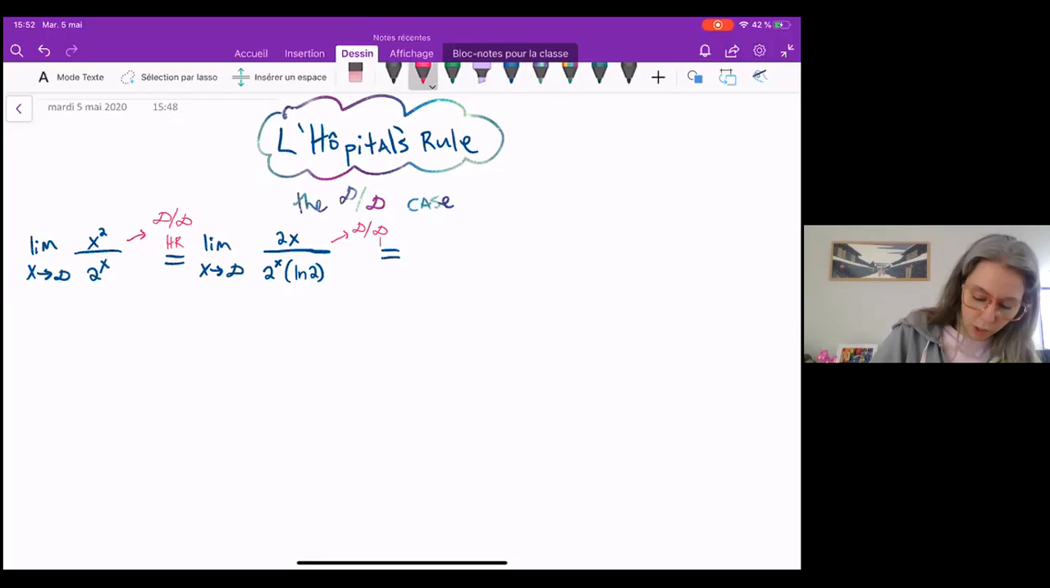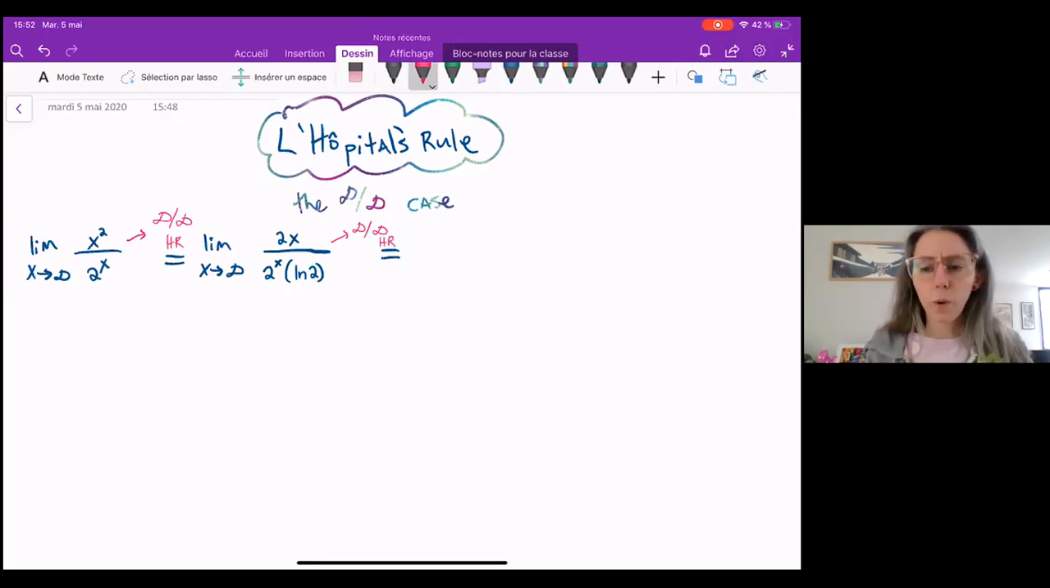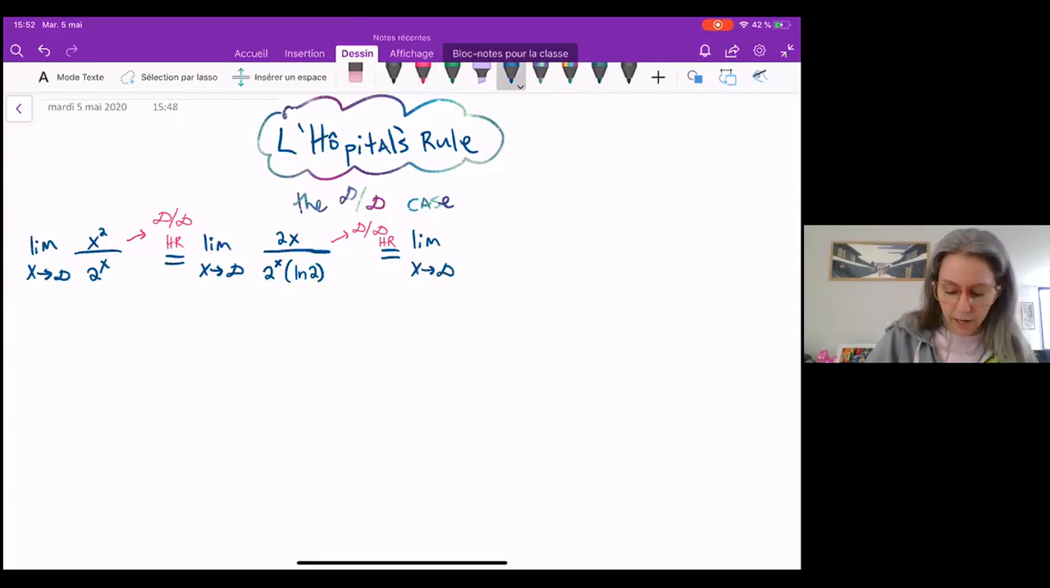We're going to use L'Hopital's rule again. There's really no possibility of simplification here, so it's pretty straightforward. We just apply L'Hopital's rule a second time. Limit as x approaches infinity of 2 over 2 to the x ln 2 squared.